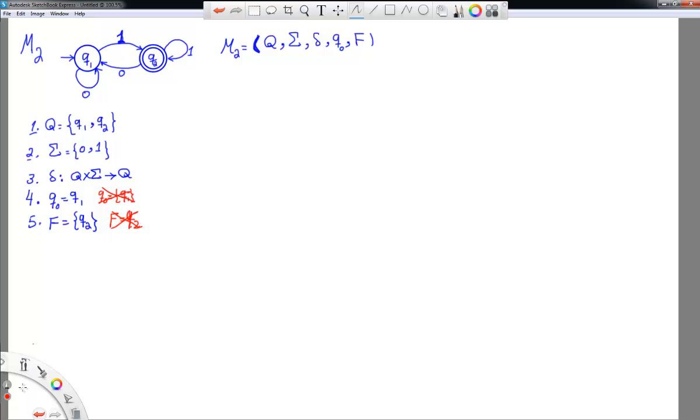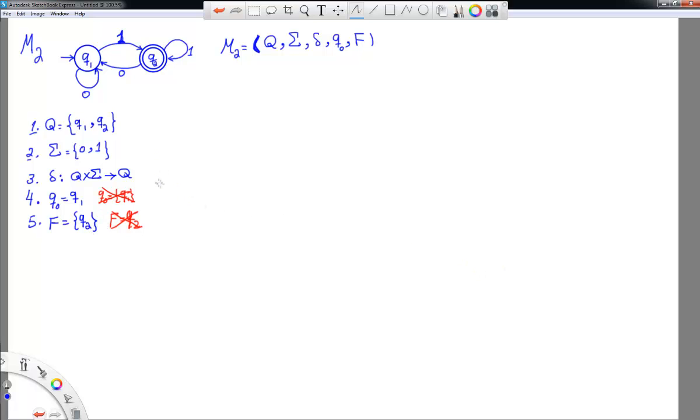So if you define these as these red ones, that's wrong. Q sub 0 is just one state. F is a set of states. In this case, the set happens to have just one state in it. So it doesn't necessarily mean that q sub 2 is equal to the set of q sub 2.